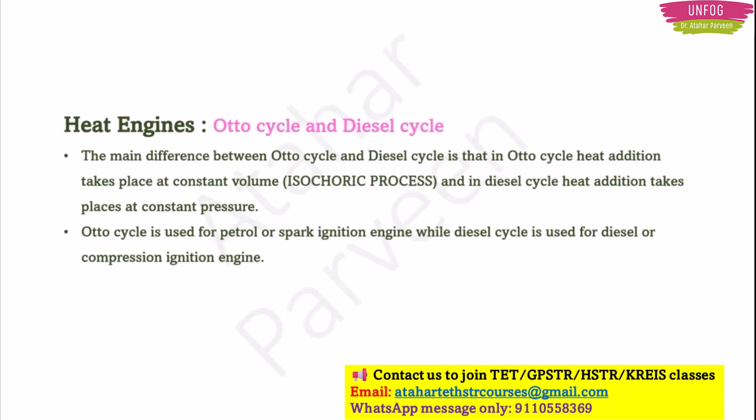Now the Otto cycle is used for the petrol or spark ignition engine. This you remember. Isochoric process, Otto cycle, it is used for the petrol engine. Or you also call it a spark ignition engine. Whereas the diesel cycle is used for the diesel or compression ignition engine. You can just remember with the name only here. The diesel cycle is used in the diesel engine. The other one, the Otto cycle, is used in the petrol engine.